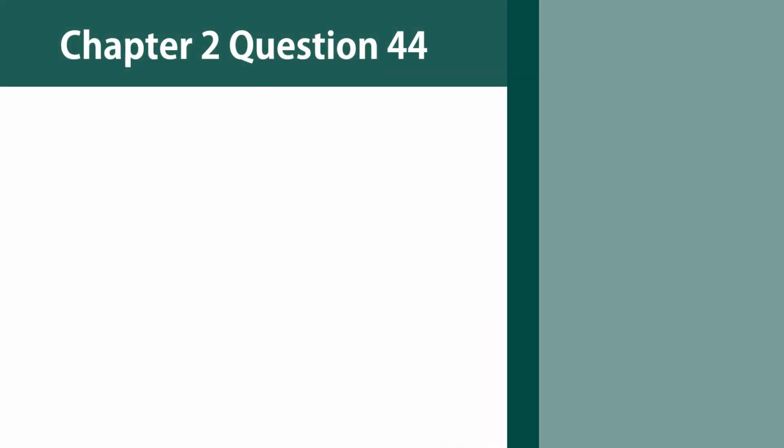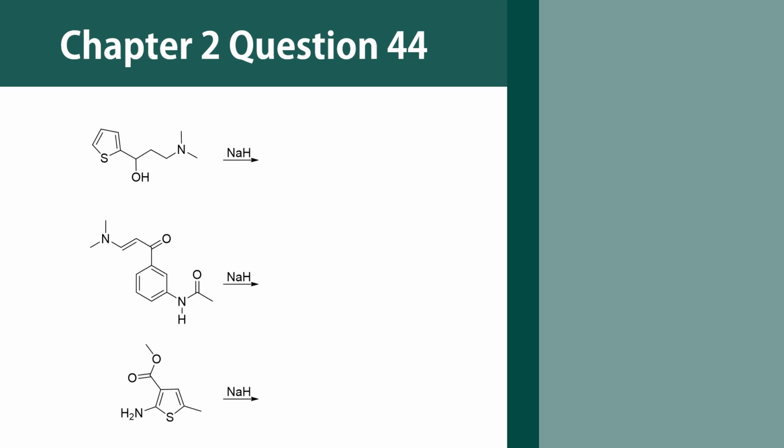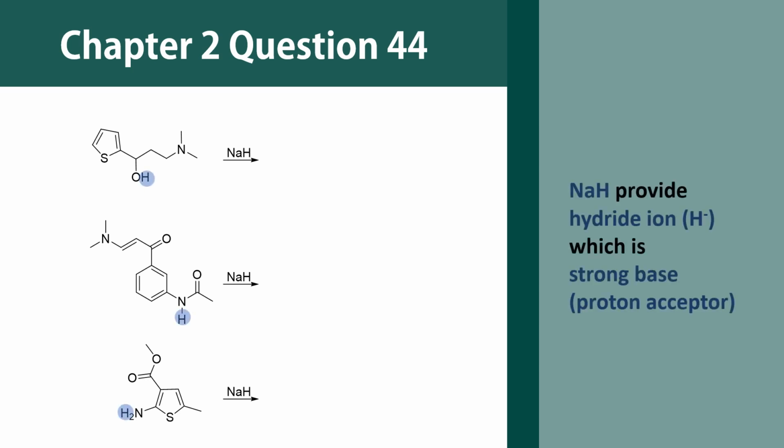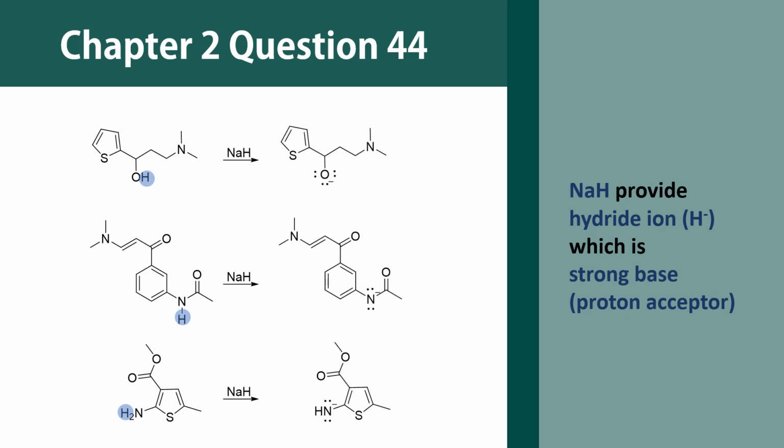For chapter 2, question 44, it asks what will happen to the chemical if it undergoes reaction with sodium hydride. For your information, sodium hydride is a very strong base, which is a proton acceptor. For this question, you just identify the site where NaH will attack. Pretty straightforward. You just remove the H and the remaining electrons go back to the adjacent atom. Pretty straightforward.